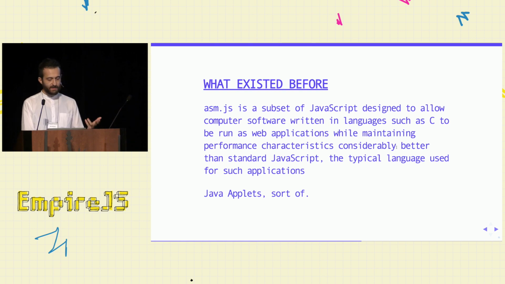Wasm is not the first attempt at doing this. Asm.js existed before, which is a subset of JavaScript. It's basically using JavaScript as a compile target. And this is something that game developers have used in the past. Speaking of Unity, I think Unity games historically used this technology to basically target the canvas in HTML5 for web-based games.